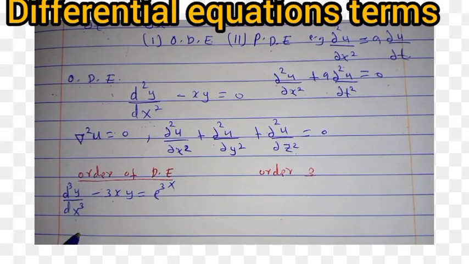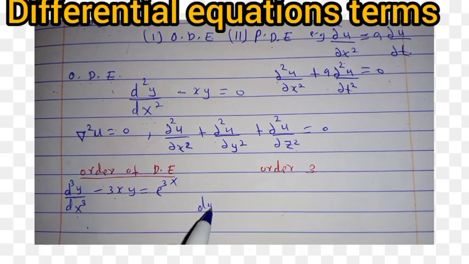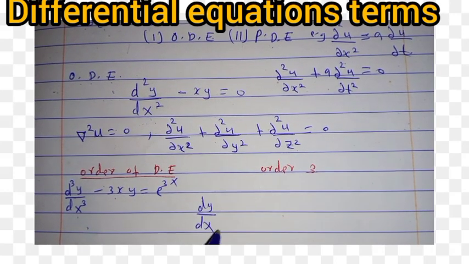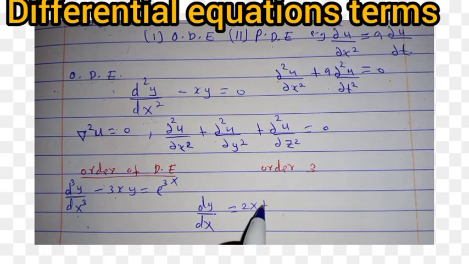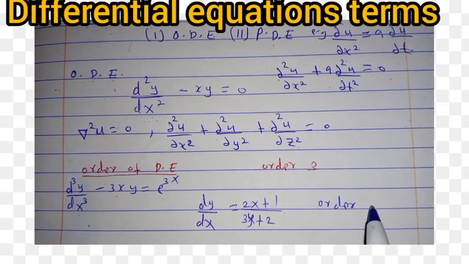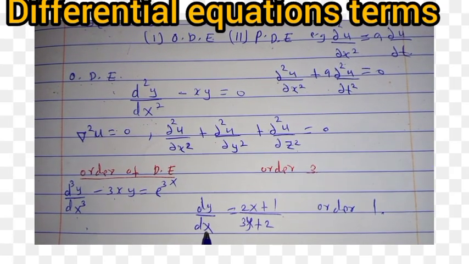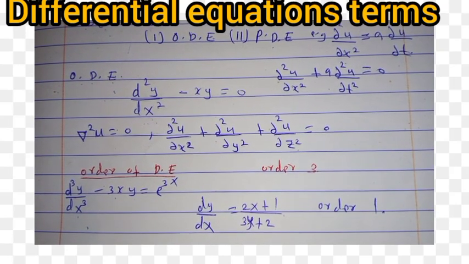When you have another example like this, dy over dx is equal to (2x plus 1) divided by (3y plus 2). The order here is 1, because the highest derivative in this equation is 1.